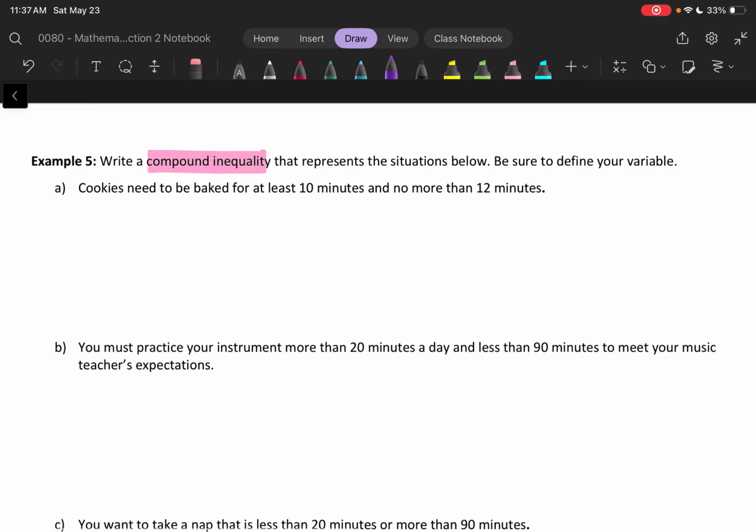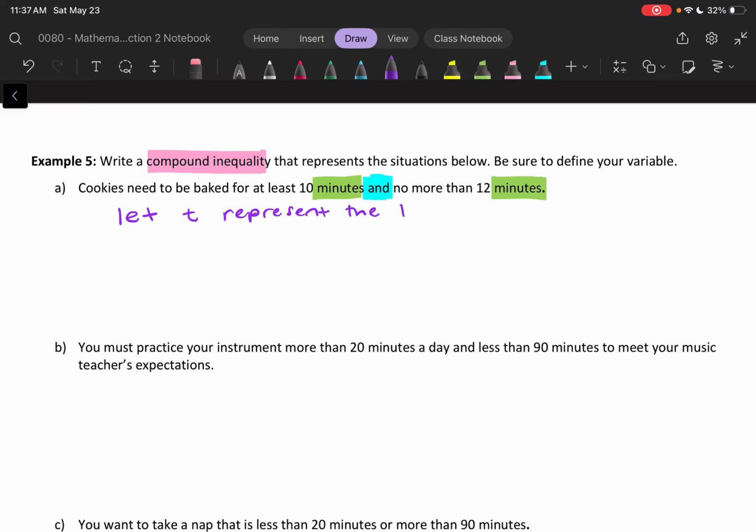Okay, so taking a look at the first one. Cookies need to be baked for at least 10 minutes and no more than 12 minutes. So as I was going through, I read the word "and" and I'm like, oh yes, this is an "and" compound inequality. I'm looking at my units and I'm like, hey, look, everything's measured in minutes. What's measured in minutes? Oh, I'm so glad you yelled it all out at the screen. I'm going to let t represent time.